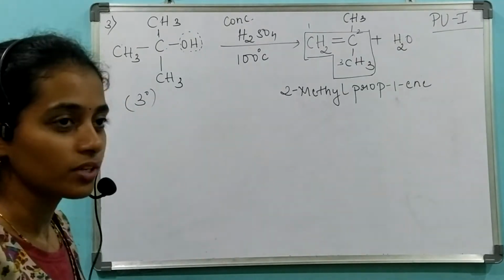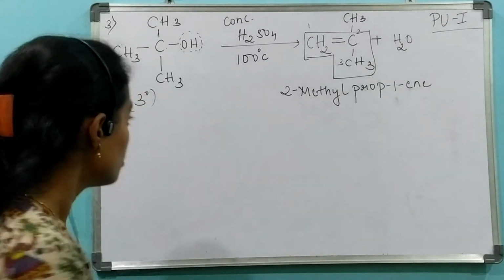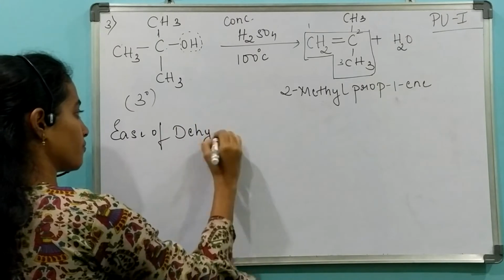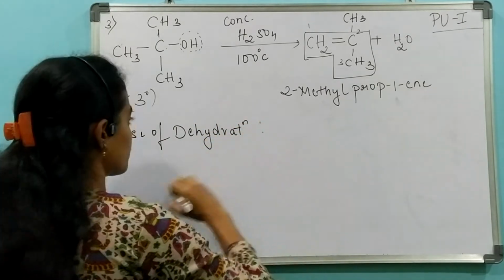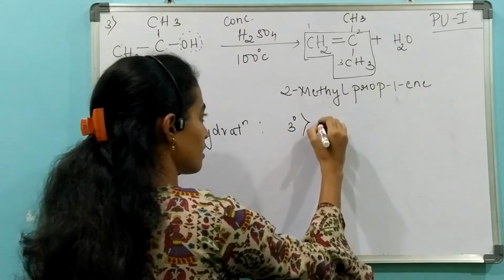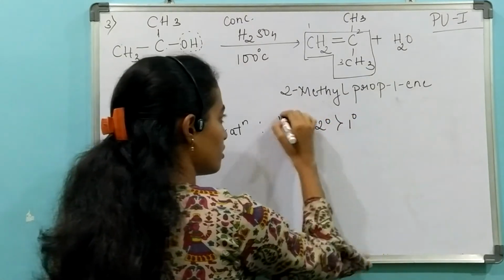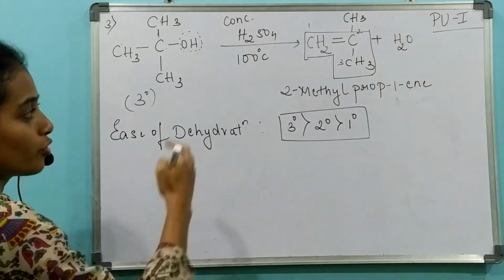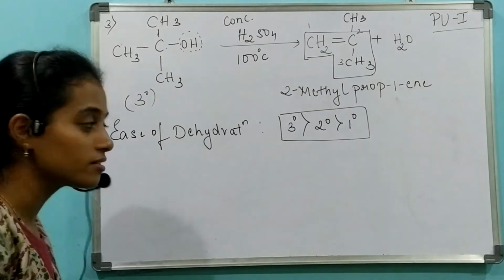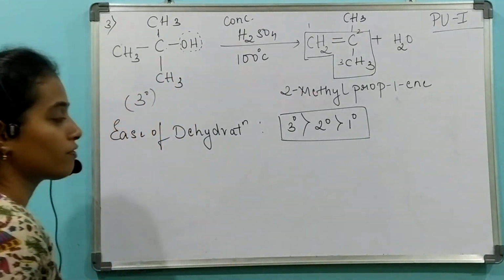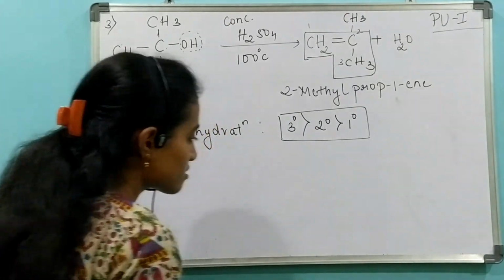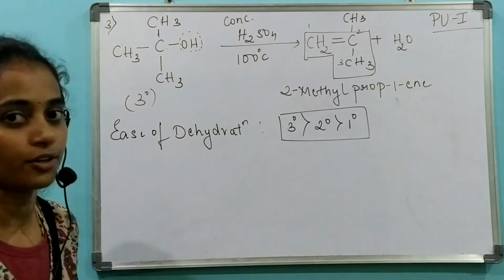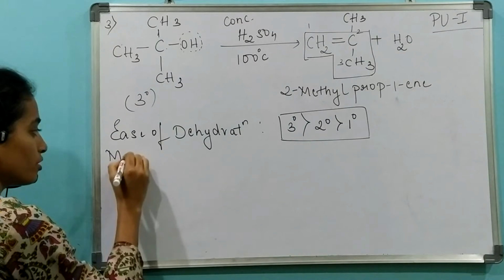So as we have seen, the temperature decreases from primary to tertiary. So the ease of dehydration, the rate of reaction you can say, is faster for tertiary alcohol than secondary alcohol than primary alcohol. As per the comparison of the temperature required for preparing the alkene from different alcohols, we have got the order: tertiary alcohol faster than secondary than primary. Why is this so? For understanding this information, we need to know the mechanism of the reaction.